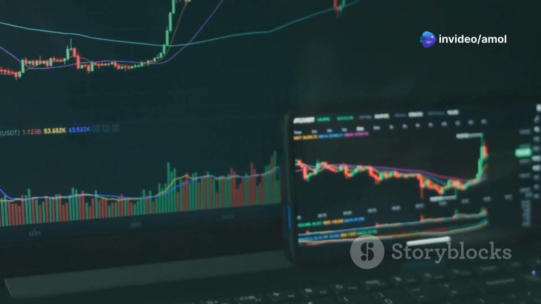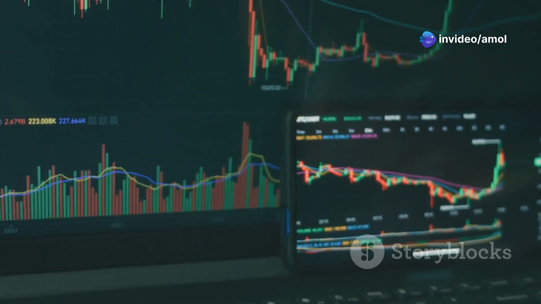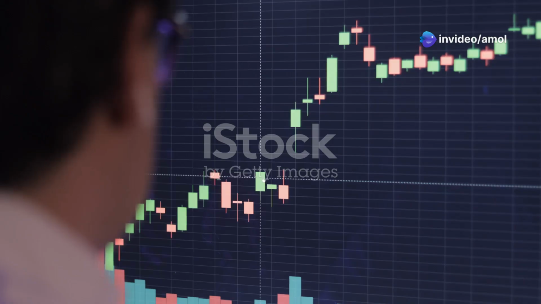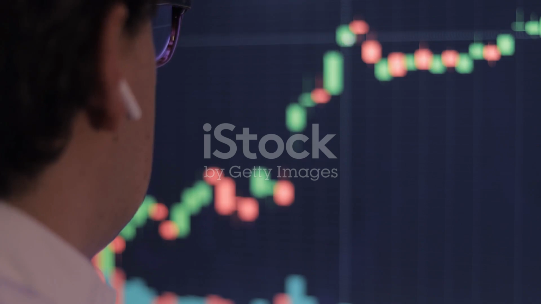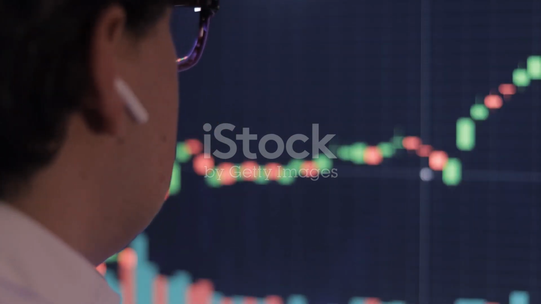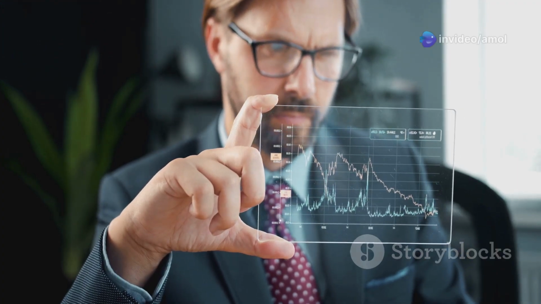Buckle up, because in this chapter, we're diving into the fascinating world of chart patterns. Chart patterns are like formations on a stock chart that can provide valuable insights into future price movements. Think of them as clues left behind by the market, hinting at what might happen next.